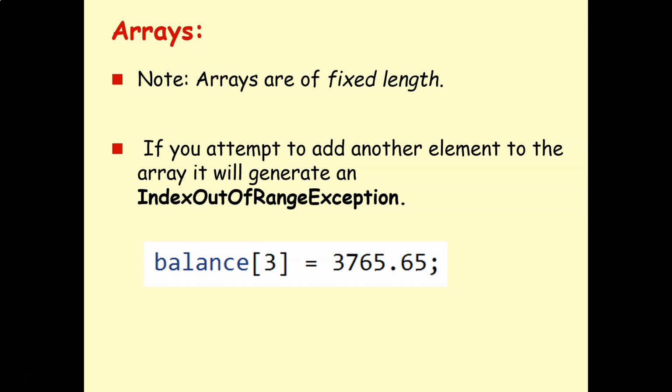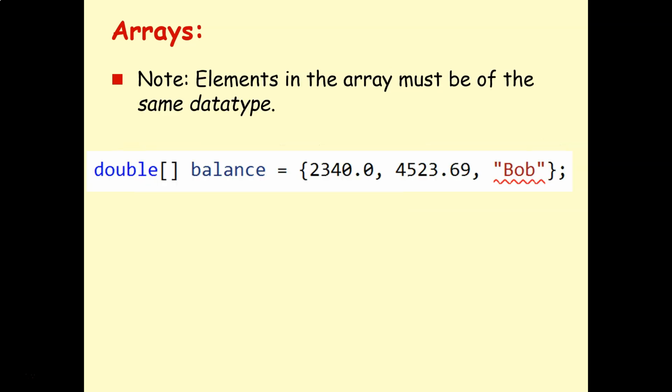So in this case, if I try and say balance 3 equals this, well, there is no fourth element in the array. So when I try and add that number, it will generate an index out of range exception. Also note, the elements in an array must be of the same data type. So in this case, this is not going to work because Bob is obviously a string and not a double.